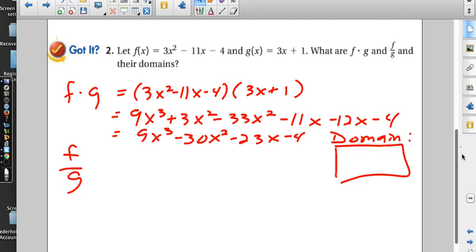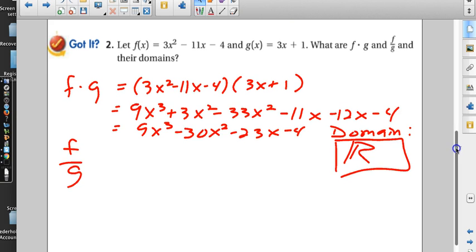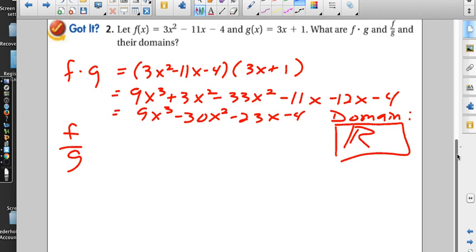We have some stuck people on the division one, so I want to unstick them. But what's the domain for f times g? Everybody? For that first one you did, what's the domain? Yep, we're okay with everything here. And there were no even roots that showed up as we went through there or any division. But obviously, there will be division with f over g.